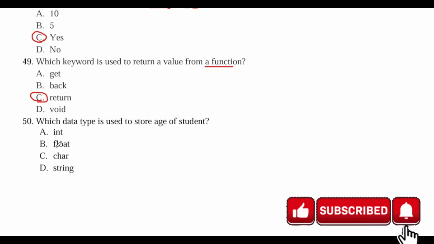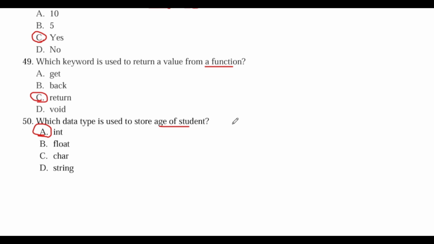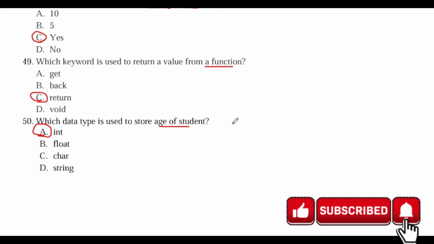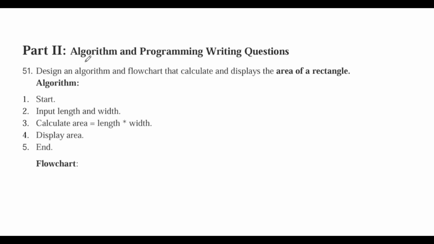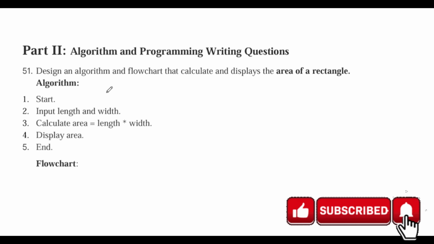Question number 50. Which data type is used to store the age of a student? Age means it's a number or integer. So you can say int age. These all are your multiple choice questions. Take time, revise, and understand each of them. Let's go to the algorithm design and writing program. Part 2, algorithm and program writing questions.